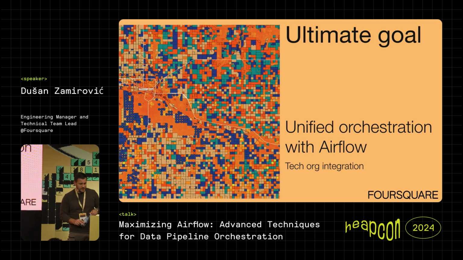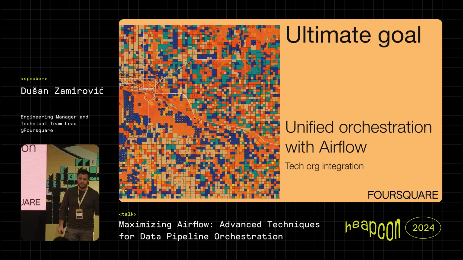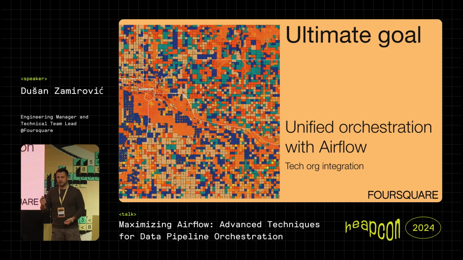Obviously, the ultimate goal is to have one orchestration tool in your organization. And our goal is to have everything in Airflow. When we finally achieve this, which we still are trying to do, we will achieve that goal, which I like to call tech-org integration, because since we still have Luigi and Elmer running, I cannot say that we fully integrated those tech stacks from other companies. So we are still in progress with that.